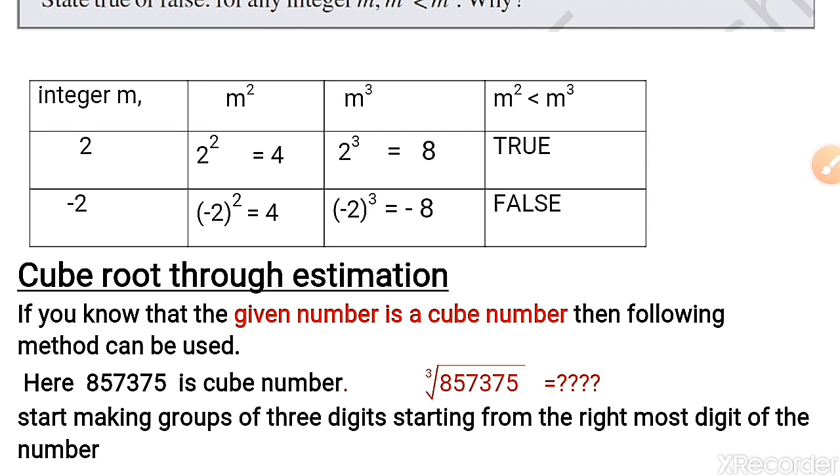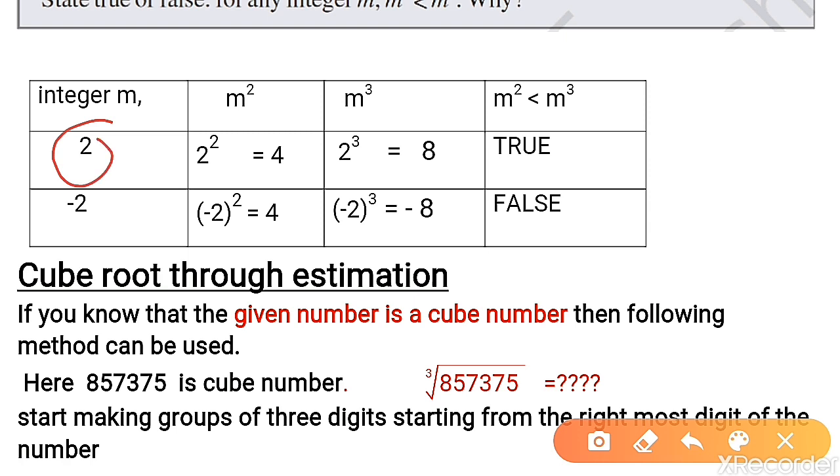Now we will calculate for positive and negative integers. First, take 2, it is plus 2. If we find the square, we get 2 square, which equals 4. And if we find the cube, we get 2 cube, which equals 8. Now verify whether m square is less than m cube or not. We know 4 is less than 8, that is true.